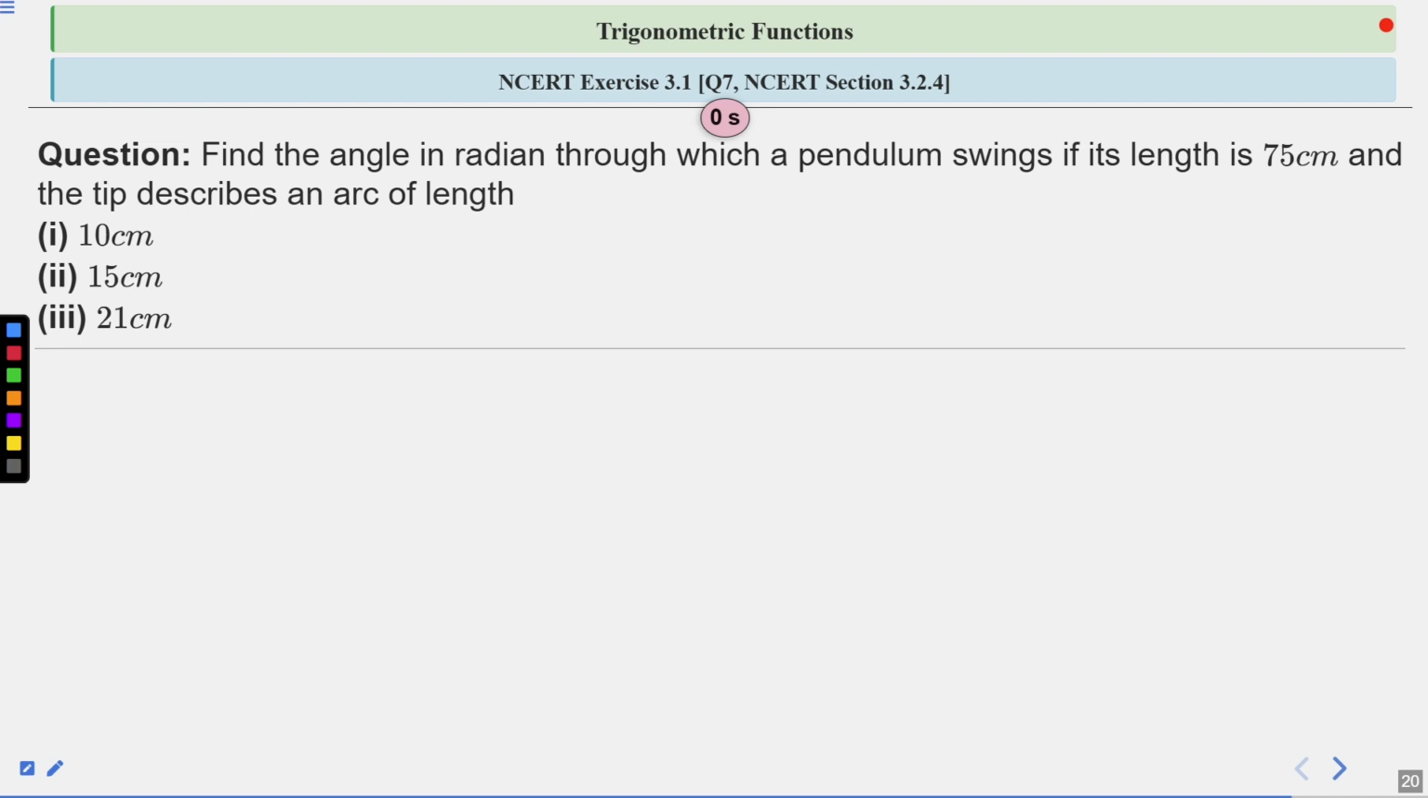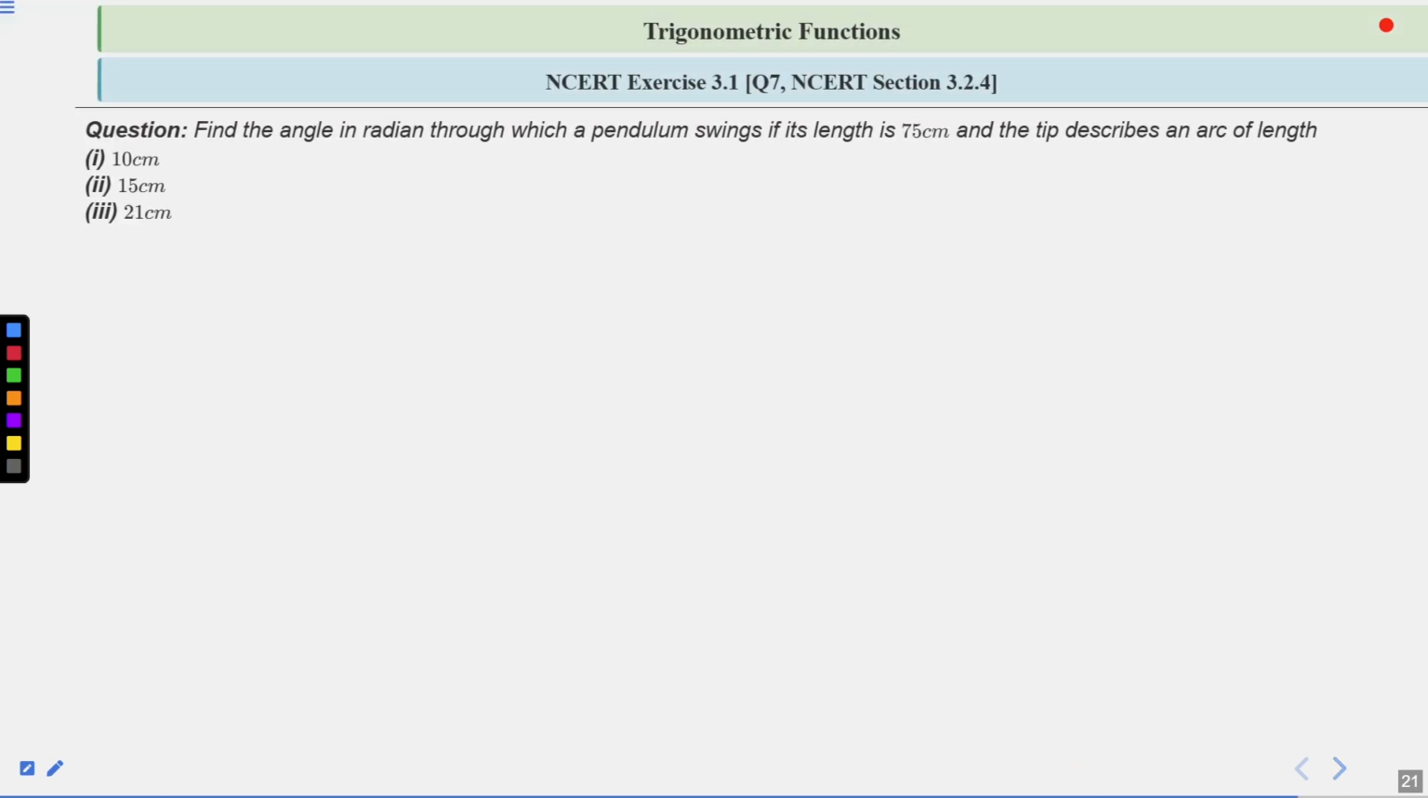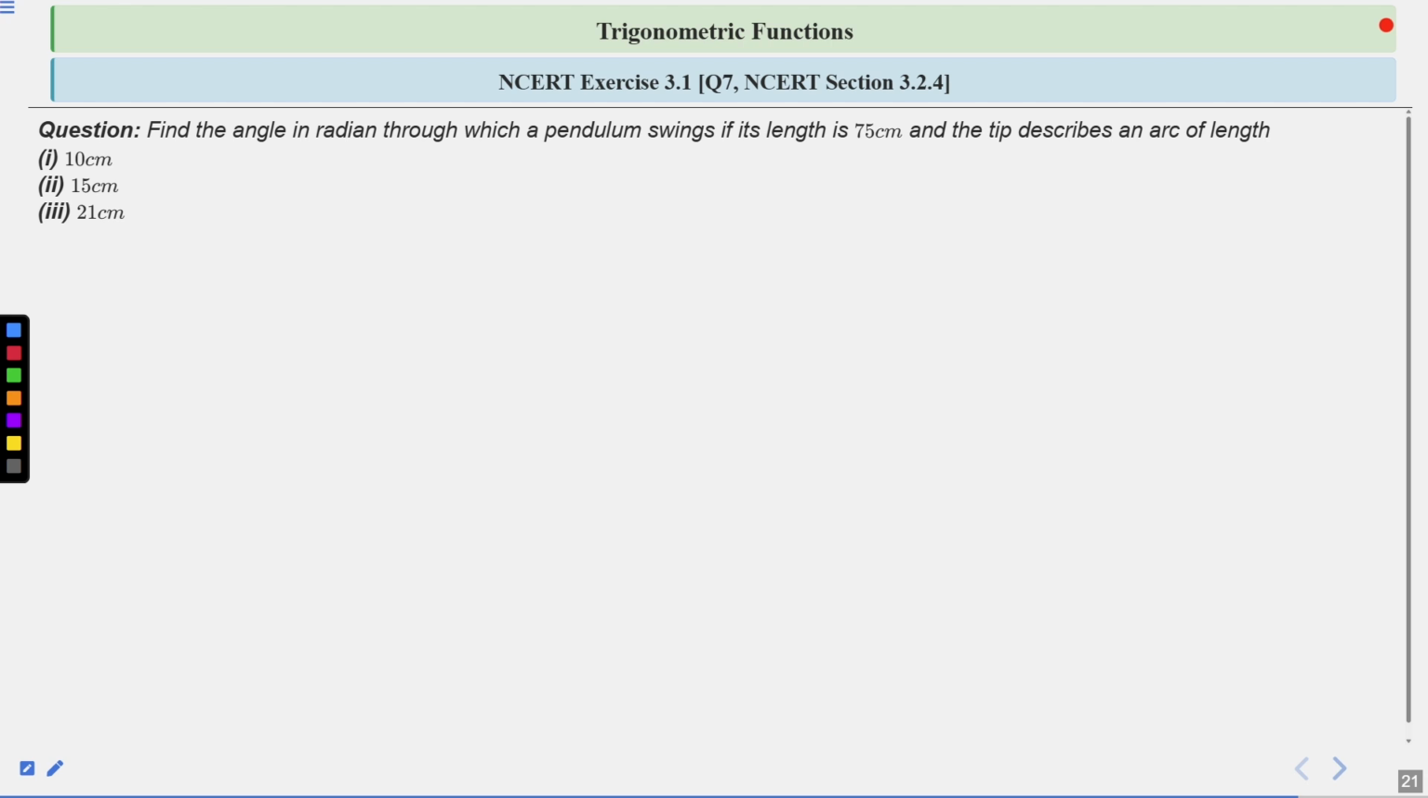Okay, so let's move to the solution part. The question is, find the angle in radians through which a pendulum swings if its length is 75 centimeter and the tip describes an arc of length: part 1 is 10 centimeter, part 2 is 15 centimeter, and part 3 is 21 centimeter. Let us see the solution.